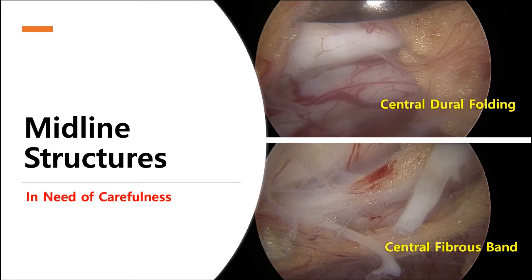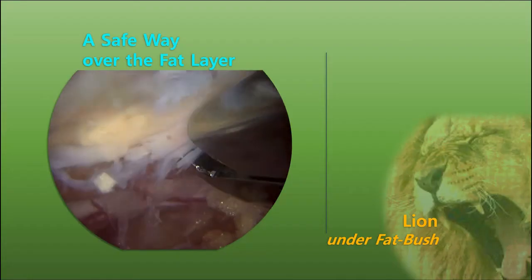In addition to the central dural folding, the central fibrous band is located at the midline, which is connected with the dural membrane and under the surface of the ligamentum flavum. Don't try to remove it and clean up the midline area. When you pull out the central fibrous band forcefully, the central area of the dura can be injured.